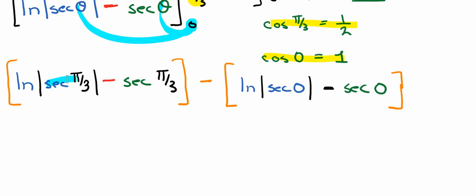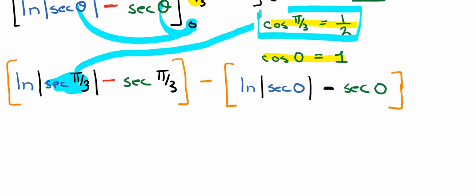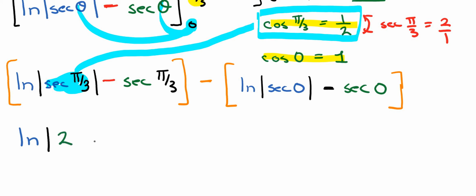If I'm looking at secant pi over 3, let's go ahead and take a look at this factor right here. If I know that cos of pi over 3 is 1/2, that means secant theta, which is its reciprocal, you just got to flip these around. So that means secant pi over 3 is going to be 2 over 1, which is just 2. So that means ln of secant pi over 3 is going to be ln of 2, close the bracket, minus, and secant pi over 3, as we mentioned, is just going to be 2.